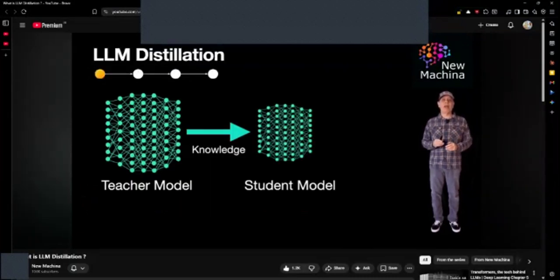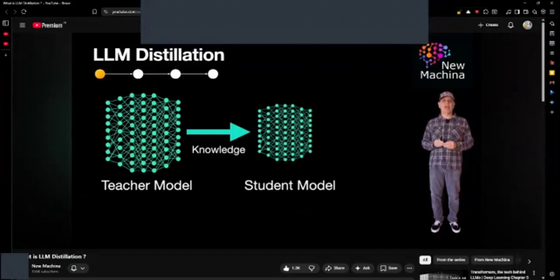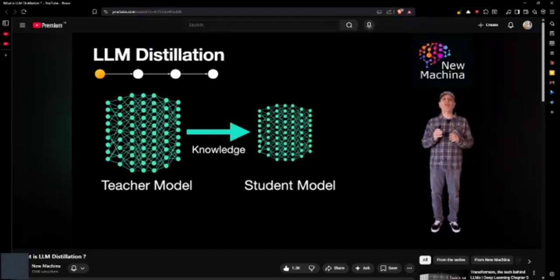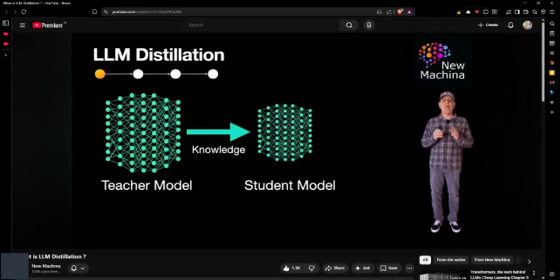So what is LLM distillation? LLM distillation refers to the process of transferring knowledge from a larger, often more complex model, referred to as the teacher, to a smaller, more efficient model referred to as the student. When we talk about larger and smaller models, how are we measuring this? Well, we are measuring model size in terms of parameters.